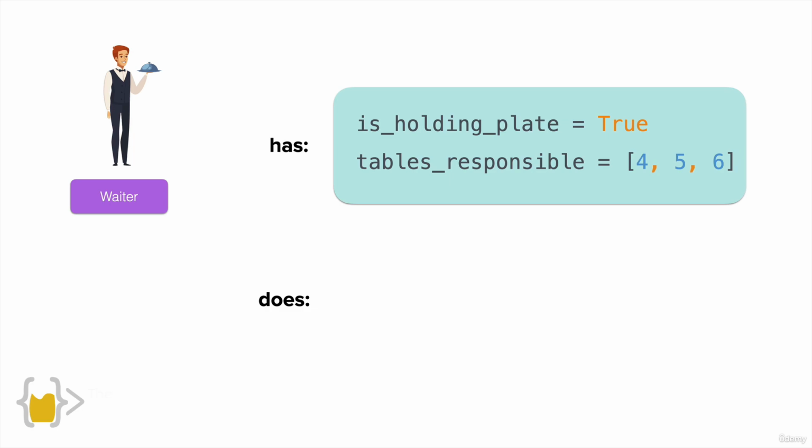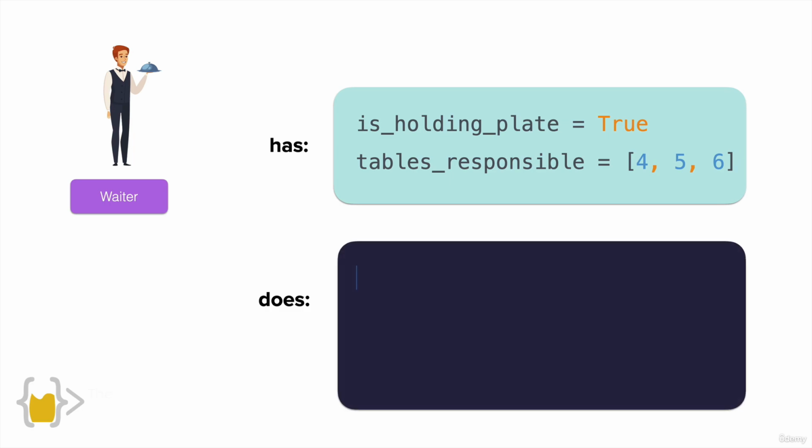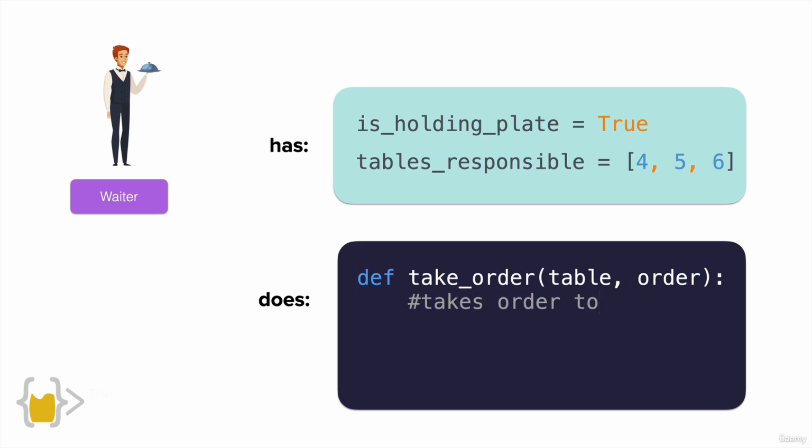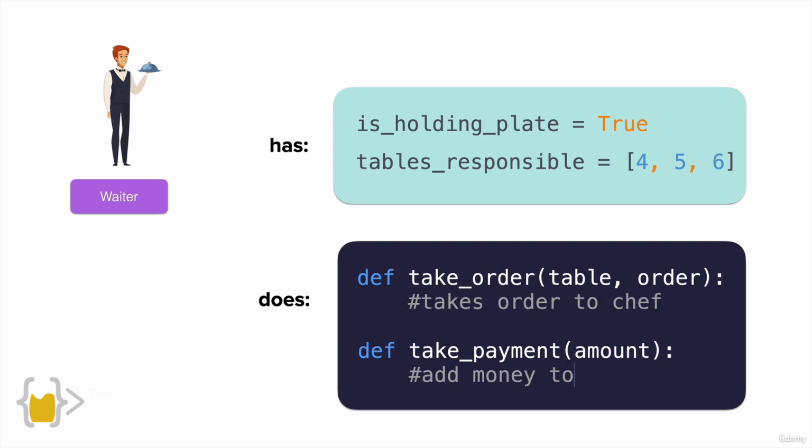Now, it also has things that it does. Maybe they're able to take an order to the chef, and maybe they also need to take payment and add money to the restaurant. So these 2 different things, what the waiter has and what the waiter does, are the 2 most important things that make up an object. Its attributes and its methods.